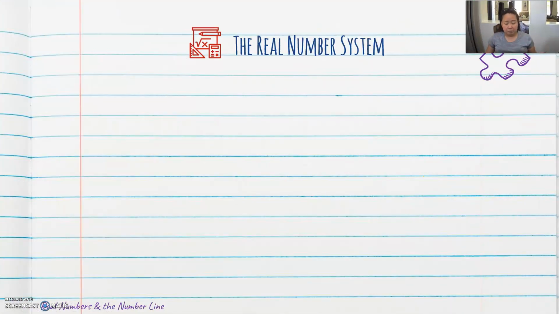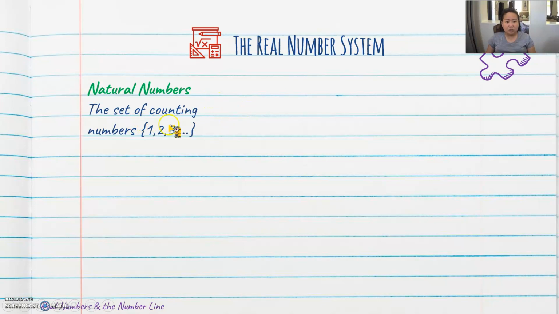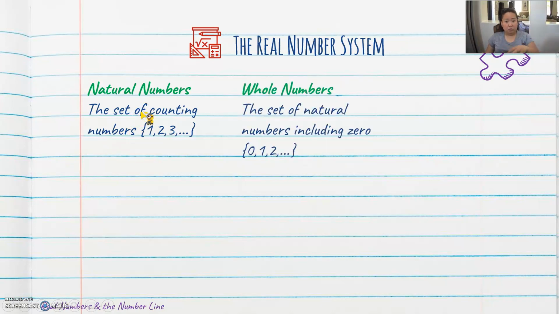Now, when it comes to numbers, there are different sets and subsets of numbers, and they could be classified based on their characteristics. The most basic set of numbers would be the natural numbers, and these are the set of counting numbers. Now remember, counting numbers. What number do you start with when you start to count? It's 1. So it's 1, 2, 3, and so on. Those are what we call the natural numbers. The moment that you add 0 to the set, that is now what we call the whole numbers.